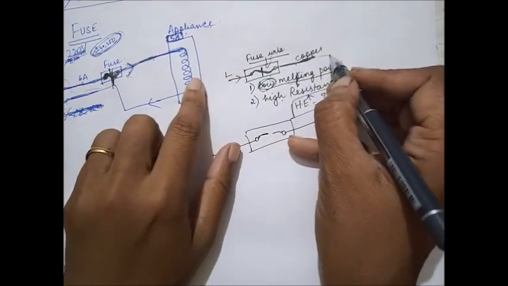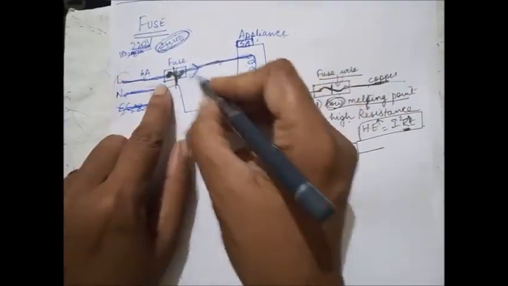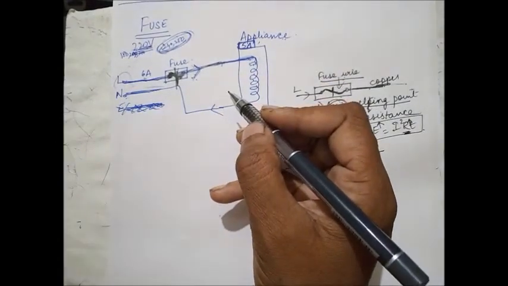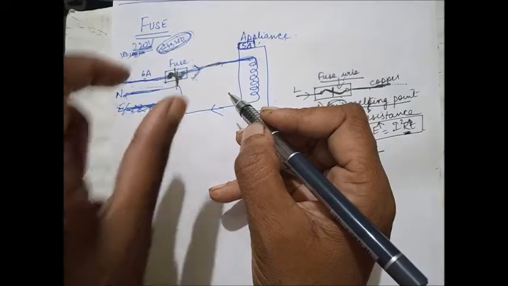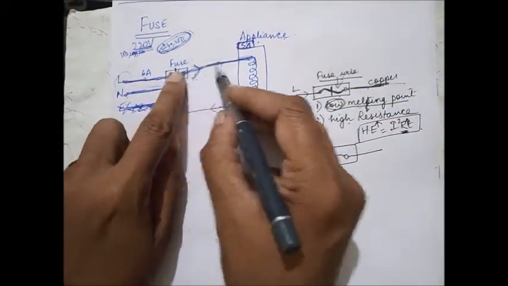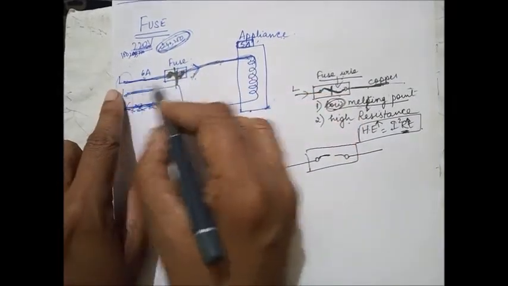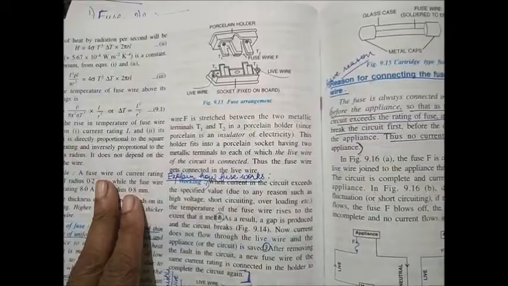We don't want this copper wire to melt. If this melts, then the whole thing has to be changed. Now fuse is a thing that I can fix; I only take it out and fix it back. Whereas if this copper wire melts, then I have to change the whole system. That might be too difficult.